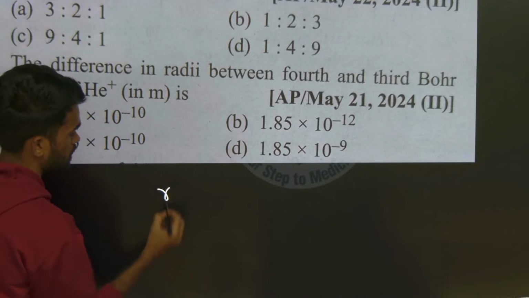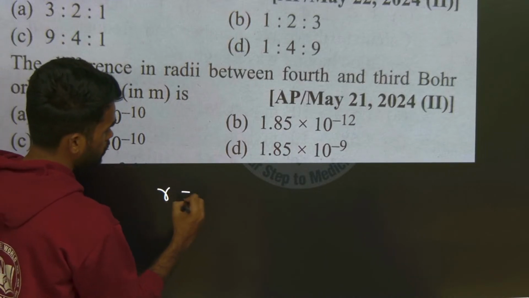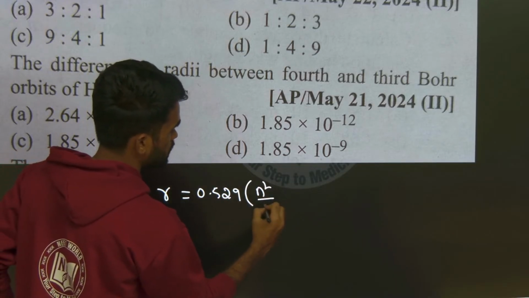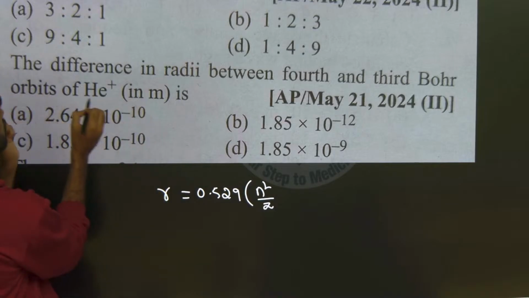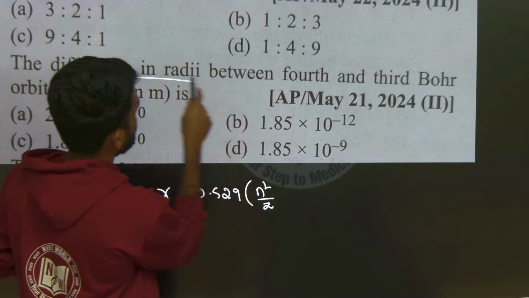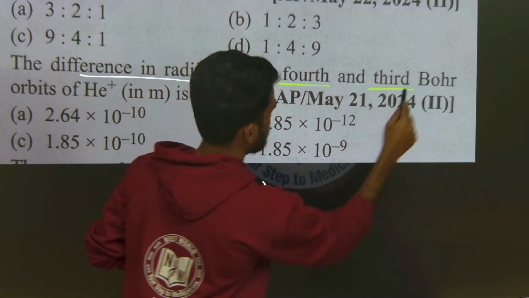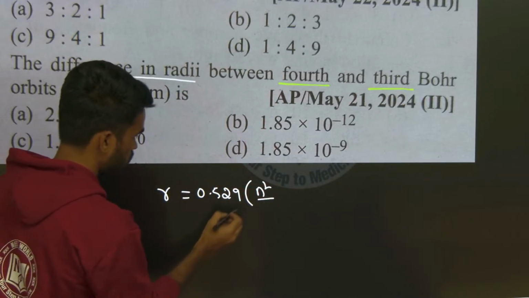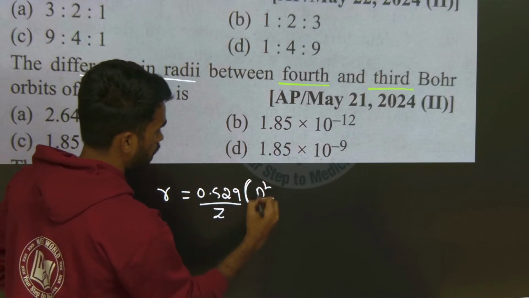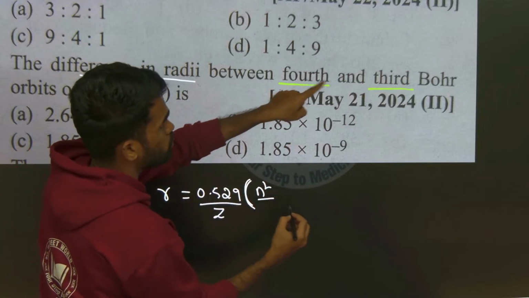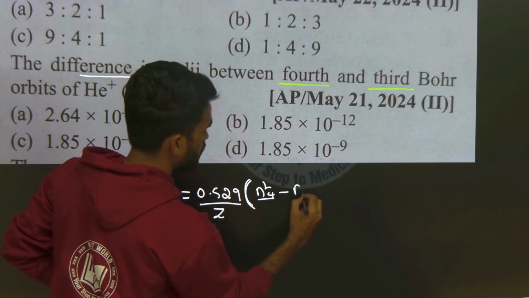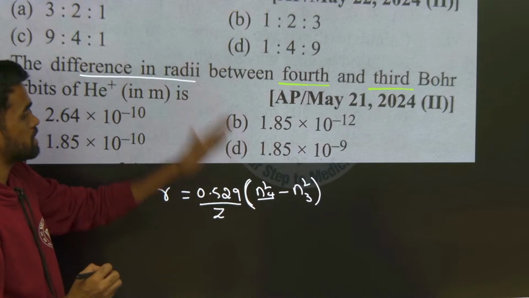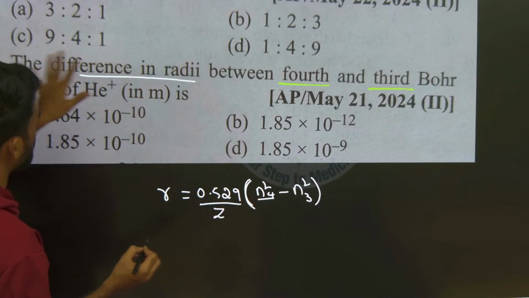So radius can be taken as 0.529 n square by Z. For the difference between the radii of the 4th and 3rd orbits, the Z value is the same, so take Z out. This is the difference between the 4th and 3rd, so 4 square minus 3 square, that's it. Use this formula now and you can get one of these options.